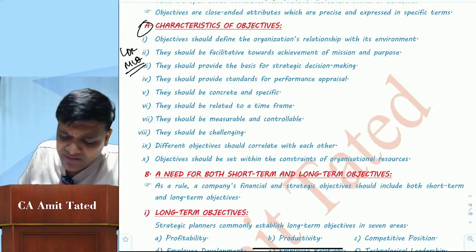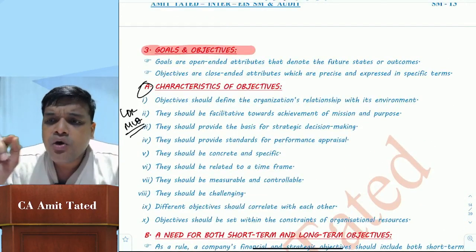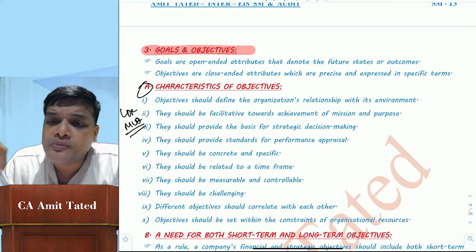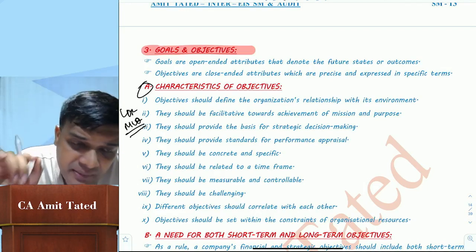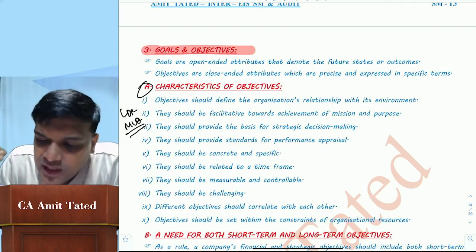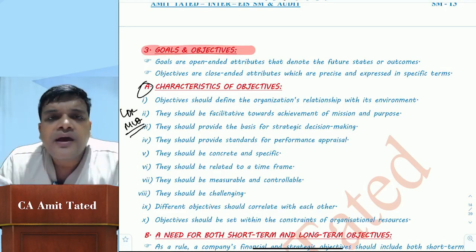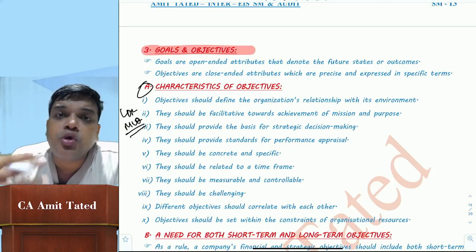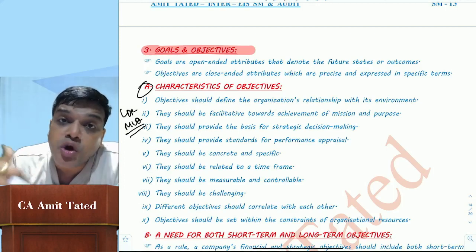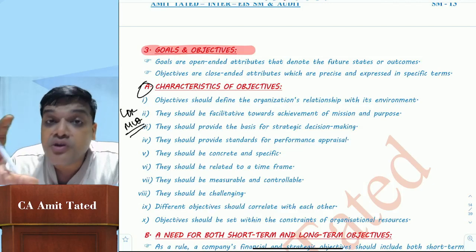That's it. Once that is done, after that comes the concept of goals and objectives. Let it be clear: goals are open-ended attributes, and objectives are close-ended attributes with precise and specific terms. Let me give you a clear idea, take 5 minutes for this, because once these 5 minutes are over, this chapter is over. Goals are long term and objectives are short term. But what is the difference between goals and objectives? Goals are open-ended statements, objectives are close-ended statements.